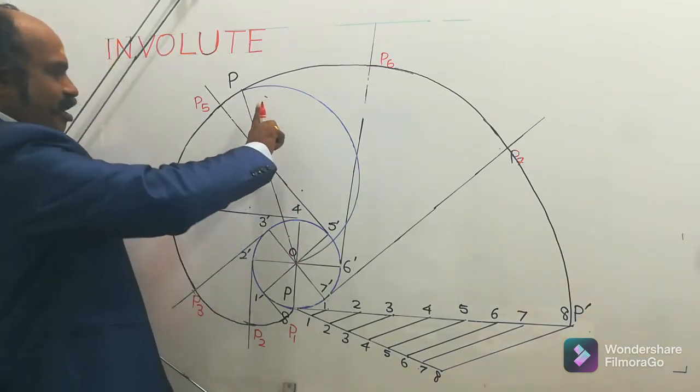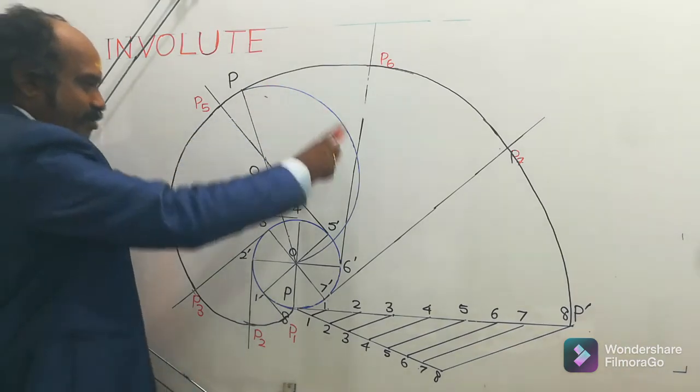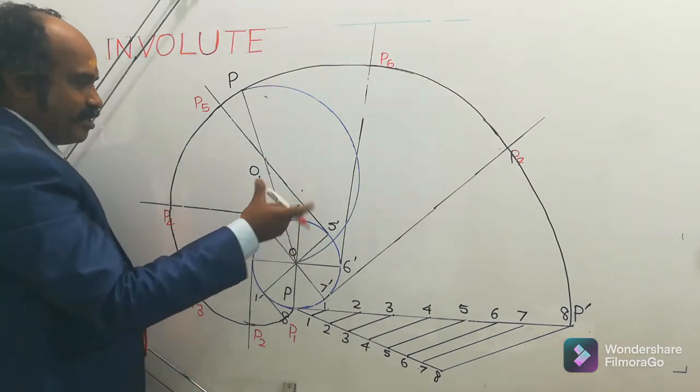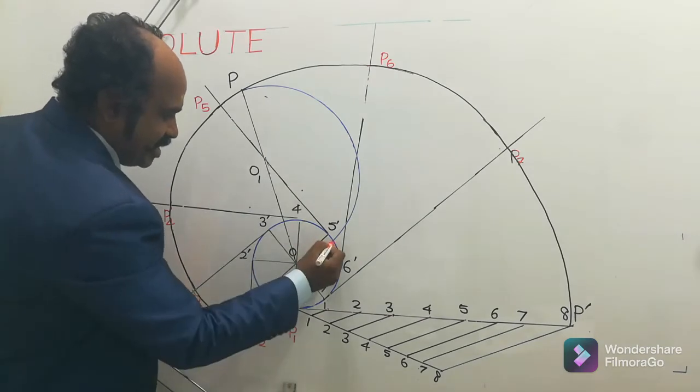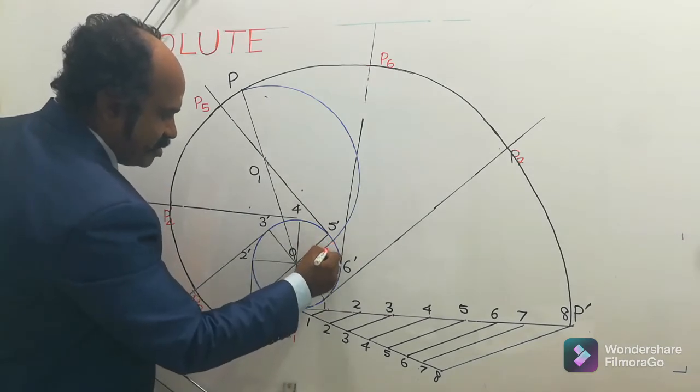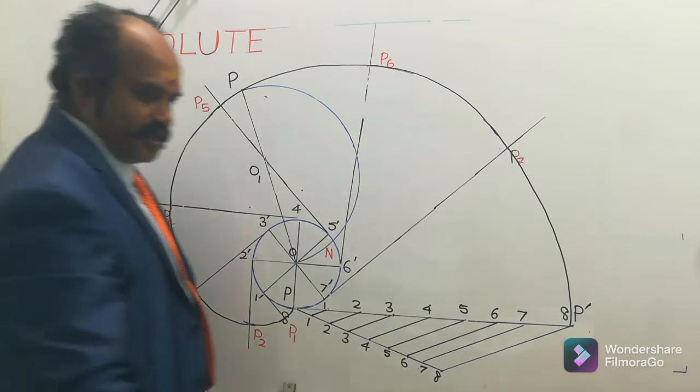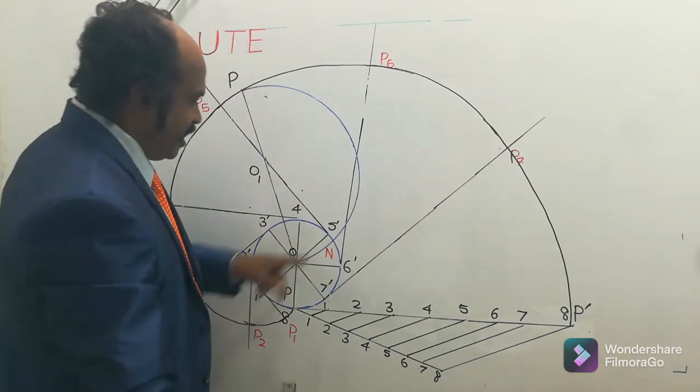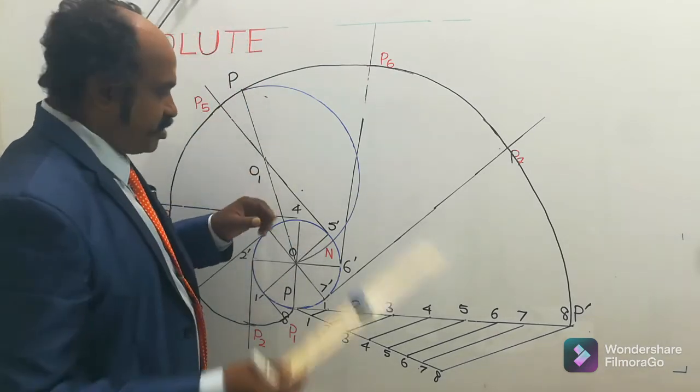Keeping O suffix 1 as the center of your compass, draw a semicircle like this. The semicircle cuts the involute circle here. These points should be marked as N for drawing the normal. Okay, join N and P. Join NP.